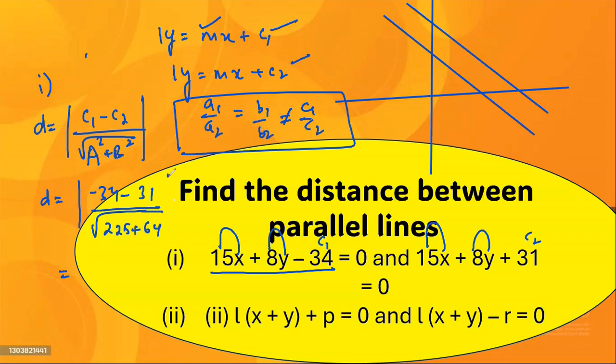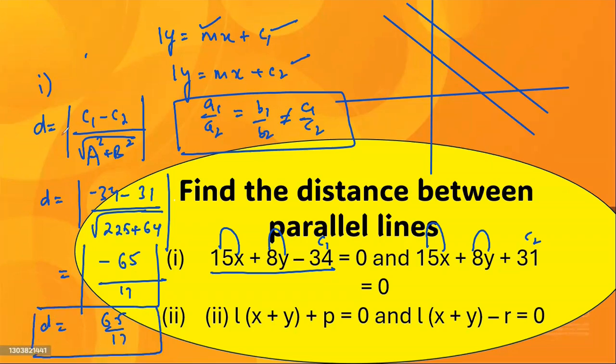So that is equal to the modulus, because the distance is always positive. So it will become negative 65 over, wait a minute, the value is root 289, which is 17 square, so 17 it will be. Now we know that distance is always positive, so we take the distance out of the modulus, and we get a positive value, which is 65 over 17.